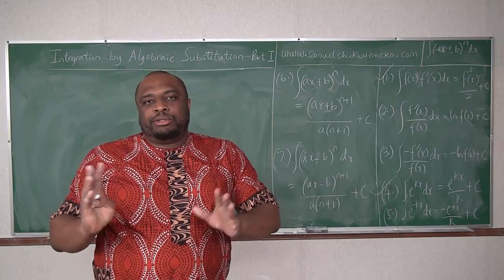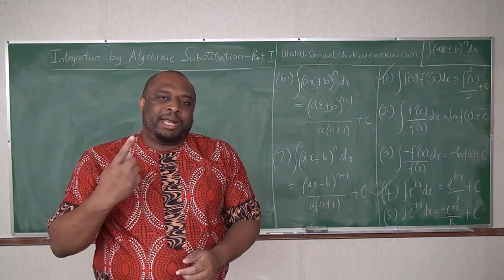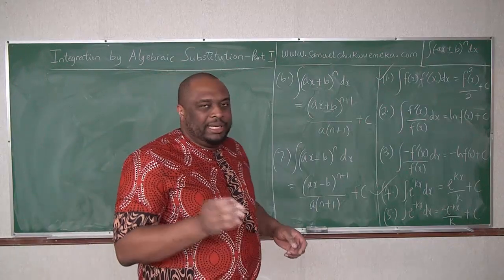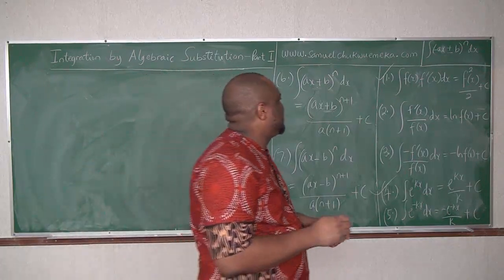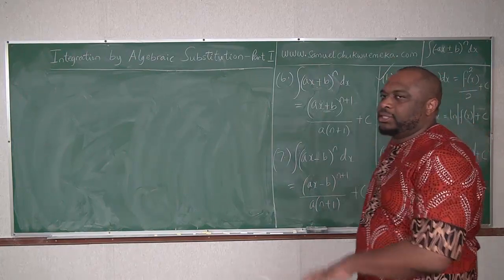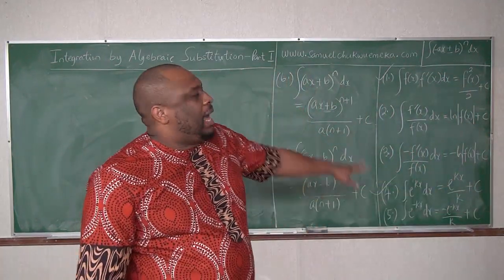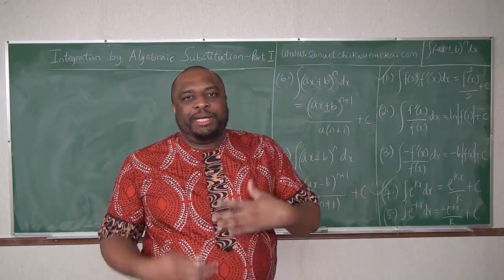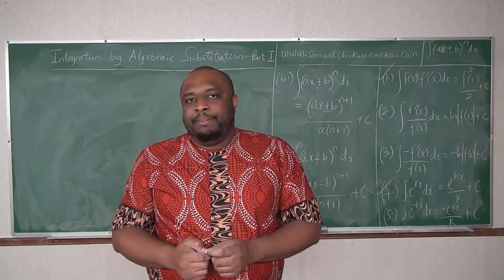Please, I want to add a correction to part 1. The only correction I want to add is for number 2 and number 3: put ln absolute value of f of x. Number 2 is ln absolute value of f of x plus c, and number 3 is negative ln absolute value of f of x plus c. So these are just the 2 corrections I want to add. We derived these in part 1.